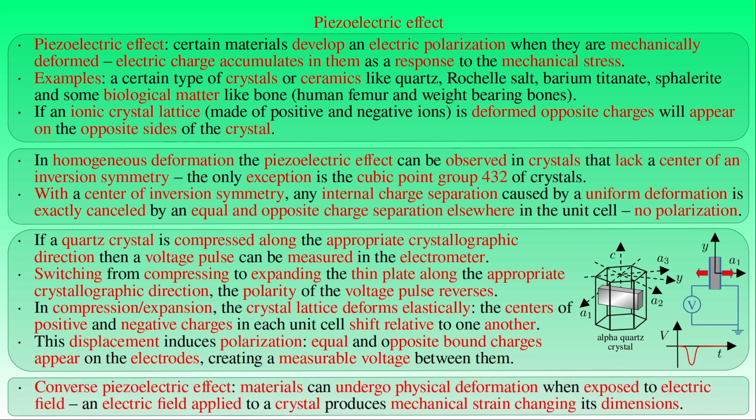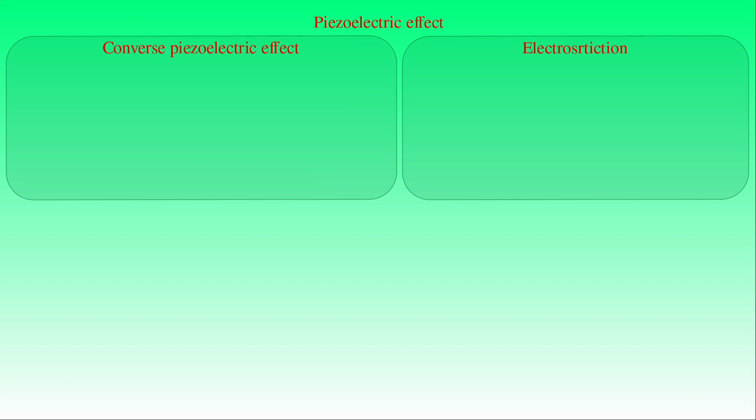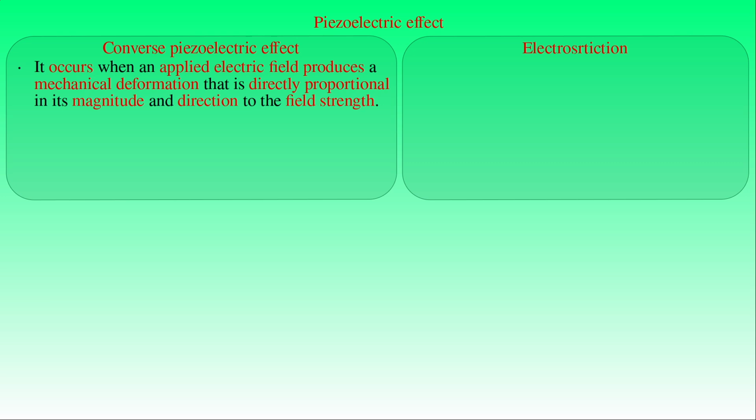A converse piezoelectric effect also exists, where materials can undergo physical deformation when exposed to an electric field. That is, an electric field applied to a crystal produces mechanical strain and the crystal changes its dimensions. The converse piezoelectric effect has some resemblance to electrostriction since both describe deformation of a material under an applied electric field. However, they differ fundamentally in their symmetry requirements, dependence on the electric field, and the materials in which they occur. The converse piezoelectric effect occurs when an applied electric field produces a mechanical deformation that is directly proportional in its magnitude and direction to the field strength.